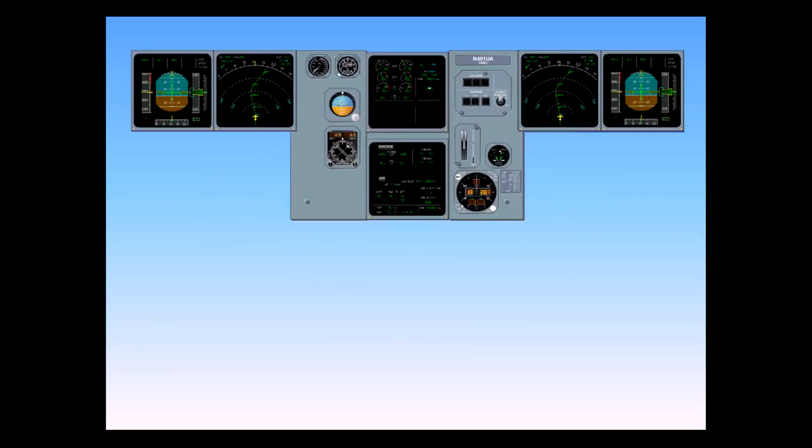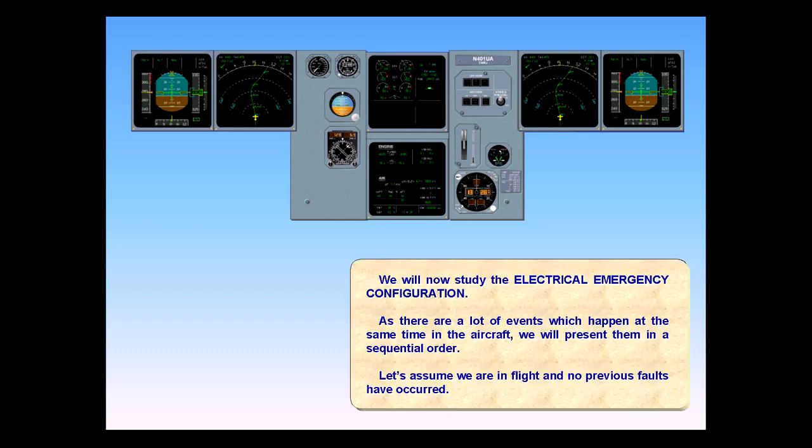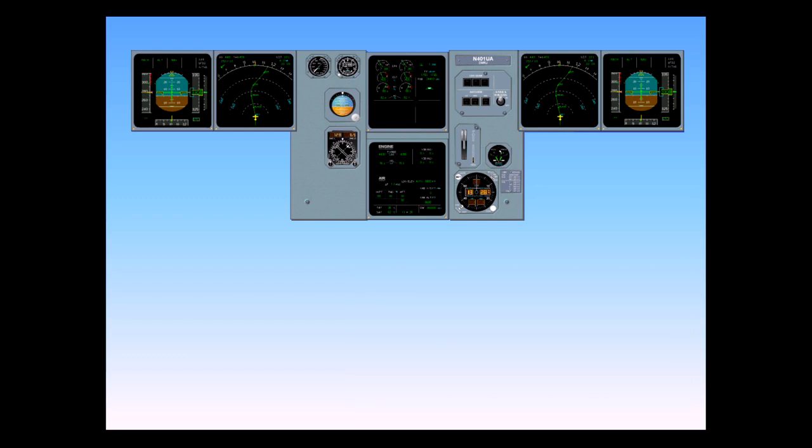We will now study the electrical emergency configuration. As there are a lot of events which happen at the same time in the aircraft, we will present them in a sequential order. Let's assume we are in flight and no previous faults have occurred. The RAT automatically extends if both AC buses 1 and 2 lose electrical power above 100 knots unless the aircraft is on the ground.